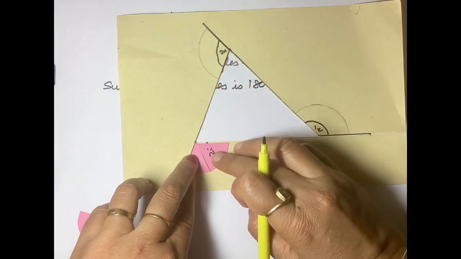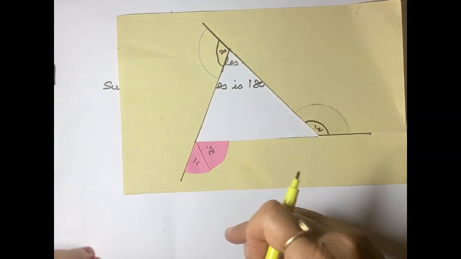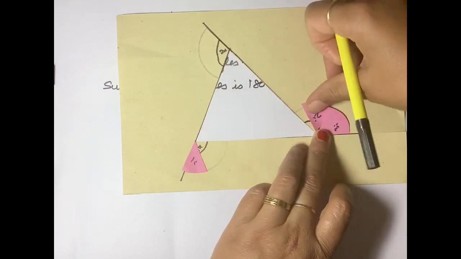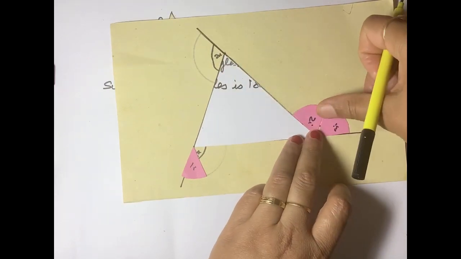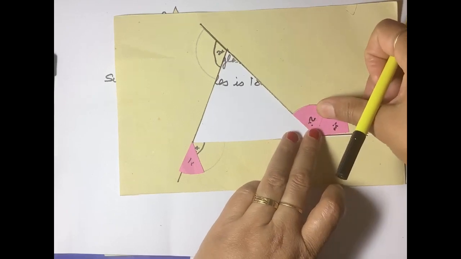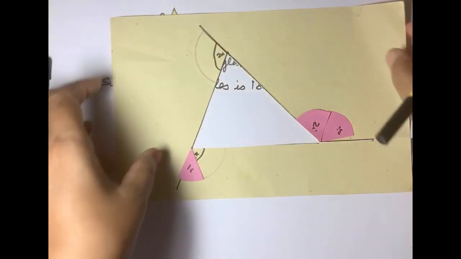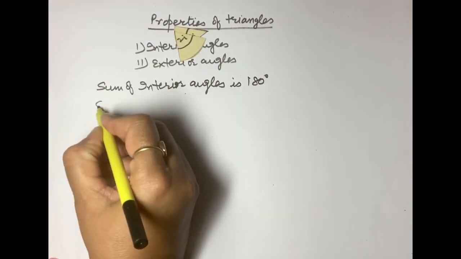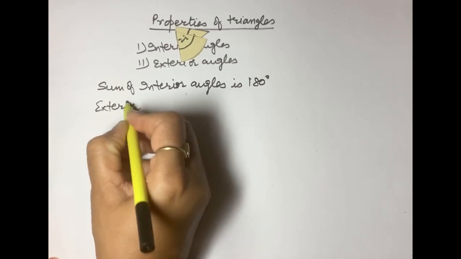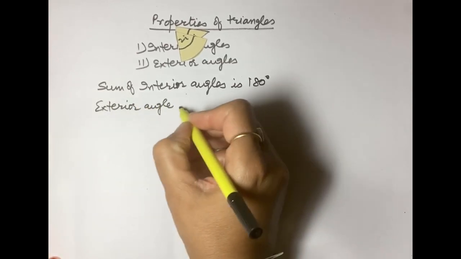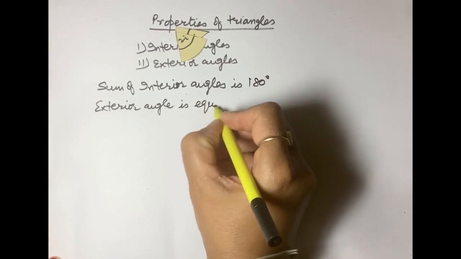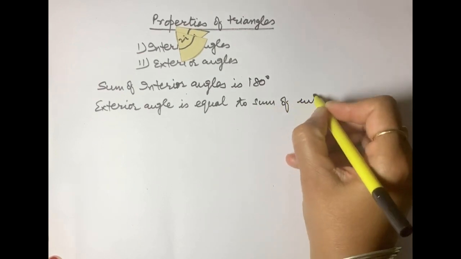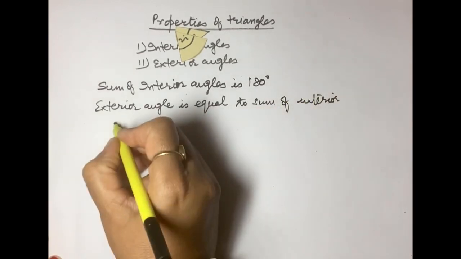It is exactly fitting on it. Likewise, here also we can see this is exactly fitting on it. We can say exterior angle is equal to sum of interior opposite angles.